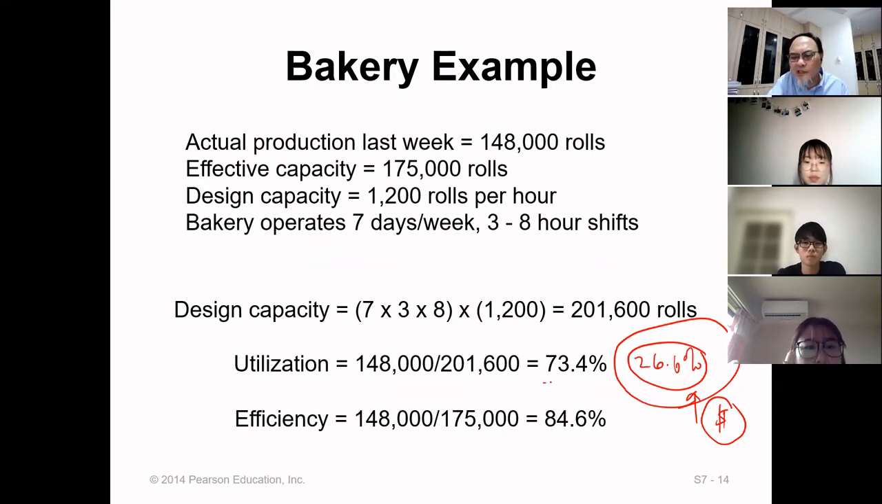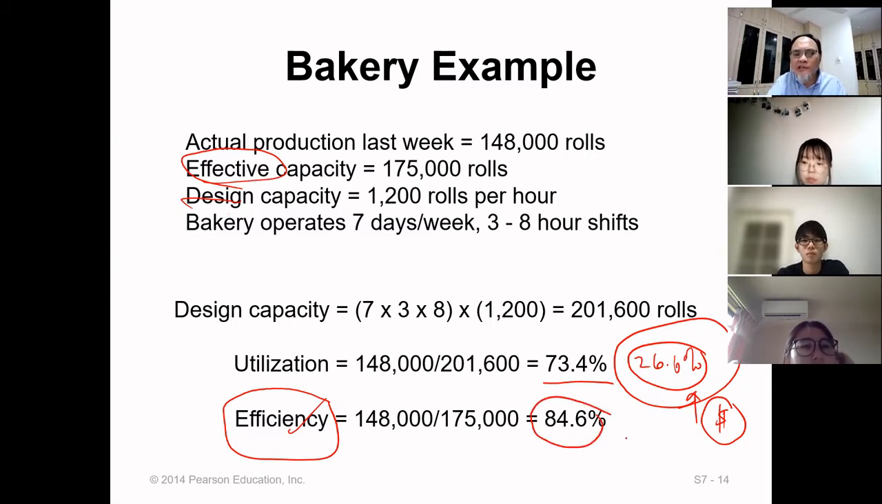So not so good. But efficiency, this is a better measure, because we are talking about effective capacity. Most organizations cannot achieve design capacity. Design is theoretical. So we're talking about 85% efficiency, which is quite high.